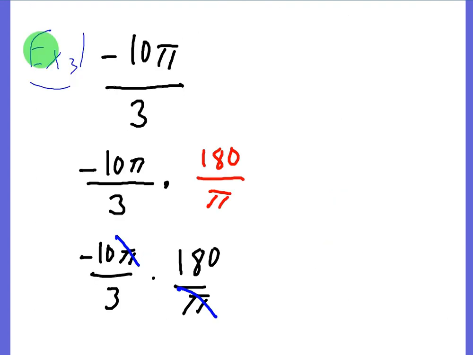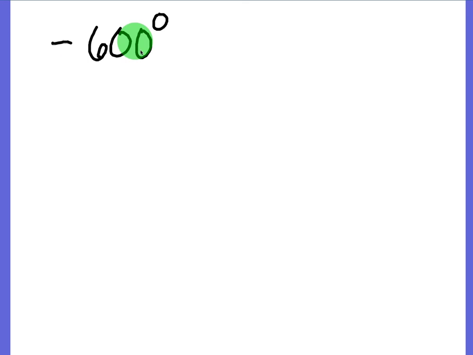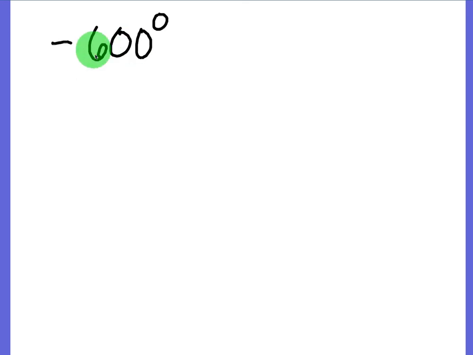Let's do a few more. Negative 10 pi over 3, so we're going to multiply that by 180 over pi. This will reduce to 60 for sure. These pi's, again, always cancel. So we're going to have negative 10 times 60, which is negative 600. Okay, so that means that negative 10 pi over 3 is the same as negative 600 degrees.